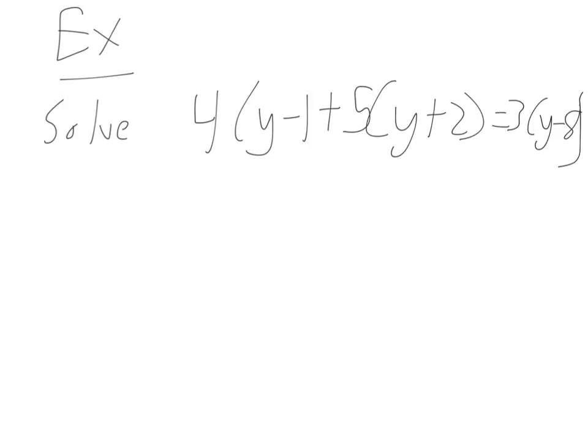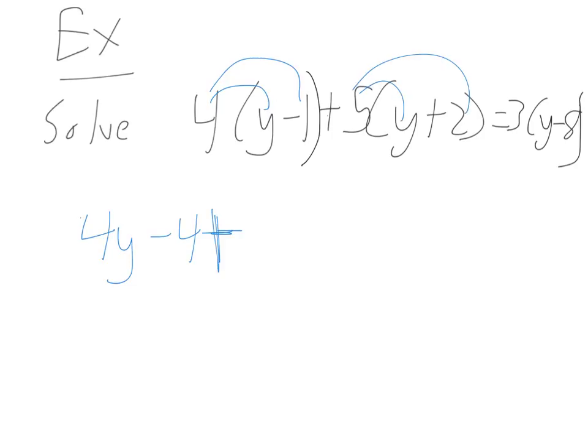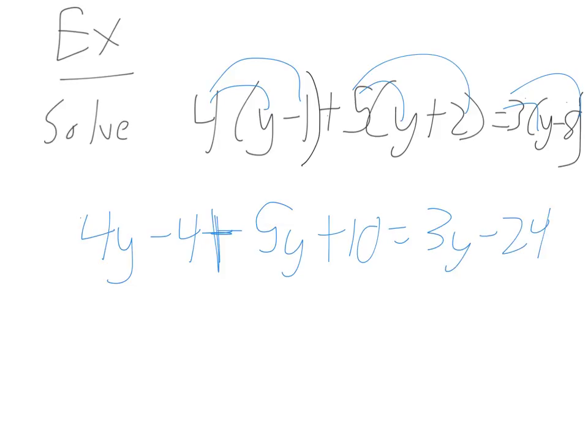Now, here's another easy example. Solve 4 times y minus 1 plus 5 times y plus 2 equals 3 times y minus 8. So 4 times y minus 1 would be 4y minus 4. Then you have your plus right there. 5 times y and 5 times 2 would be 5y plus 10, equals 3 times y, which is 3y, and then 3 times minus 8 would be minus 24. Now, if we combine like terms, 4y plus 5y equals 9y, minus 4 plus 10 would be plus 6, equals 3y minus 24.